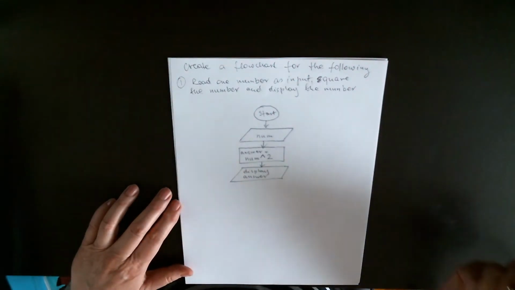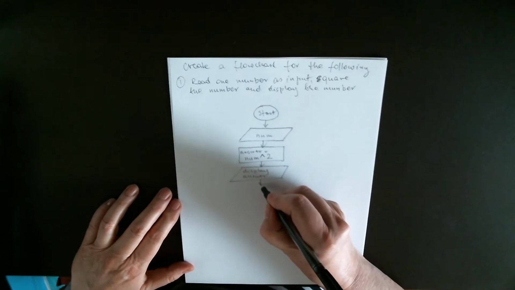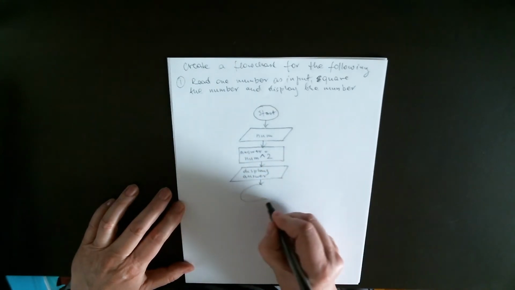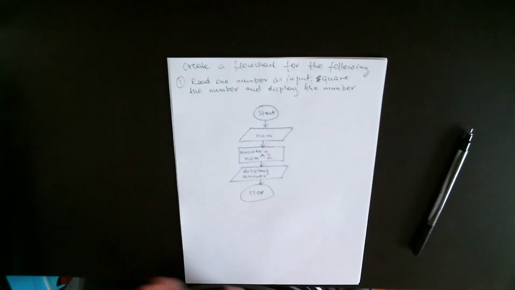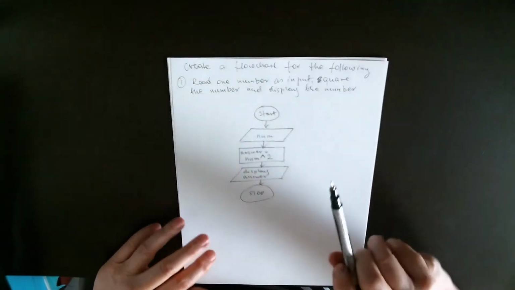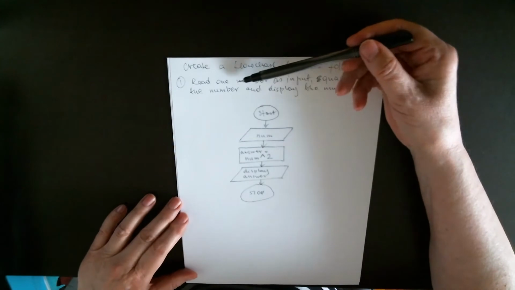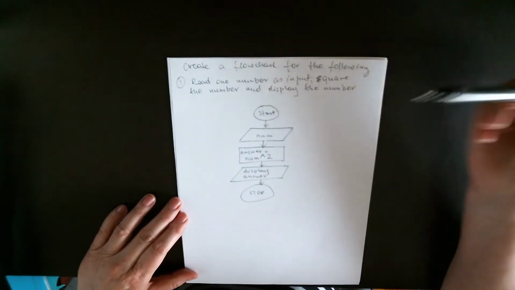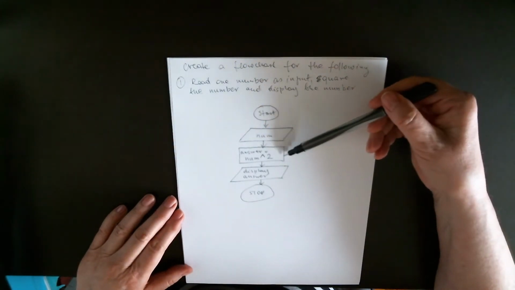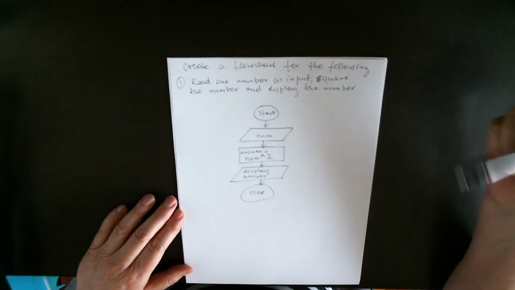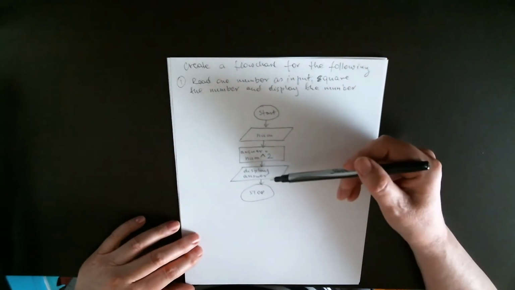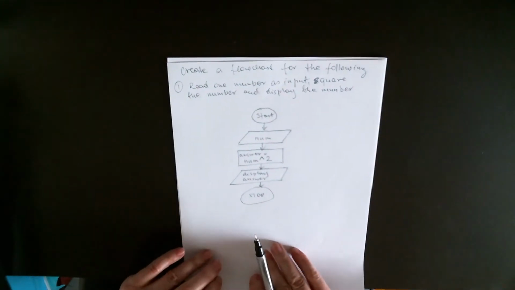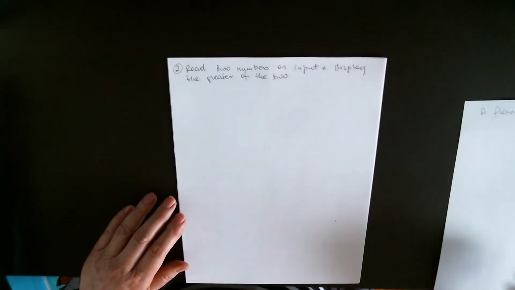And we've done it. That's it. That's all. Now we just stop. Yay! Bravo! We've done our first flowchart. What we were supposed to do? Read one number, okay, square that number, okay, and display that number. What number? Well, the number that was squared, which means we have to display the answer. Good.